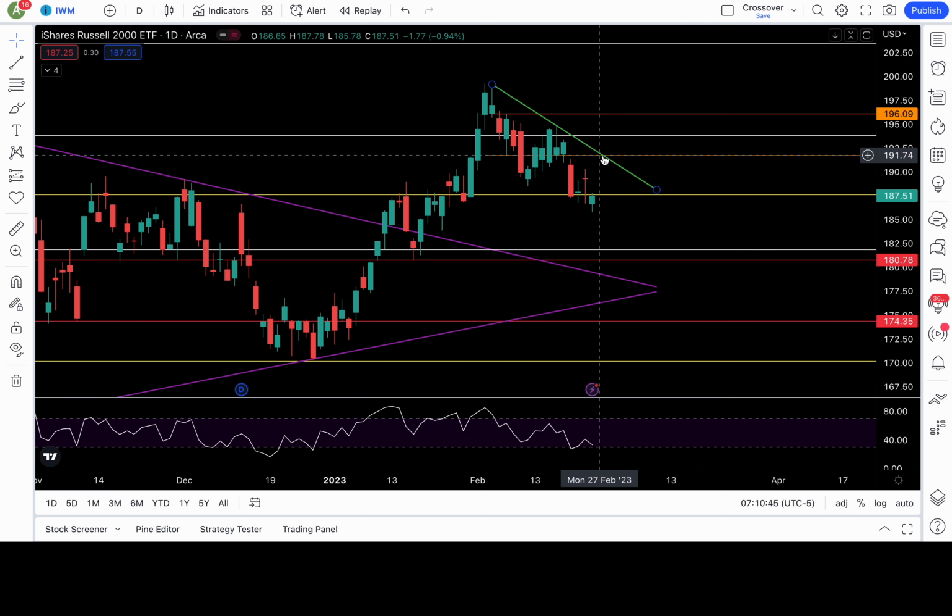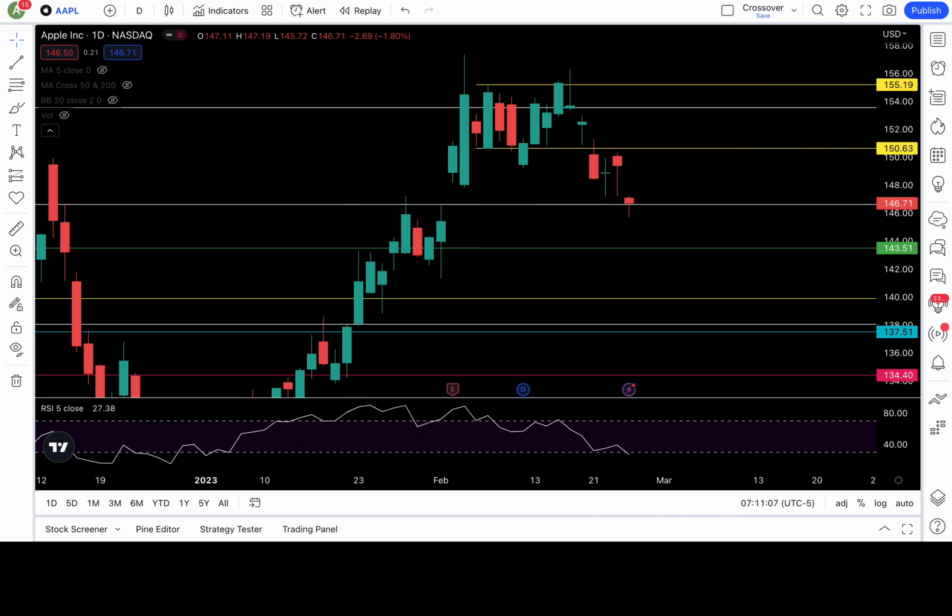It could trigger more upside back up to 191.7, 193.5, and maybe 196. As long as below 187.6, I would stay bearish. Supports at 185.5, 184, and 181.8. Watch the support levels, add them to your charts. Watch for the breakdown.